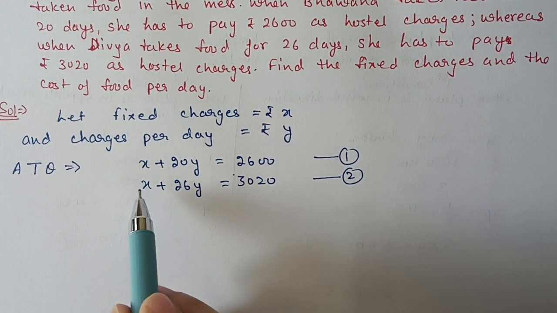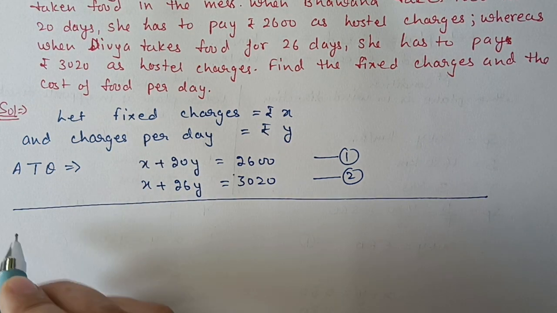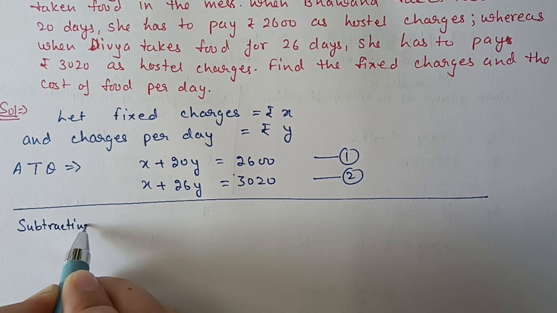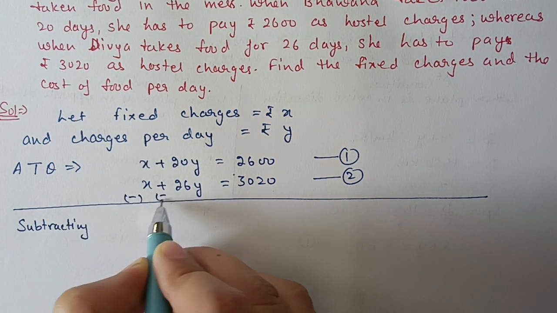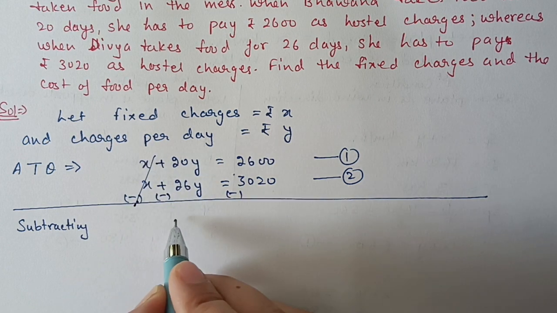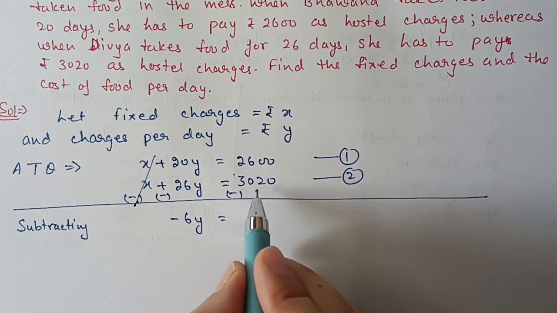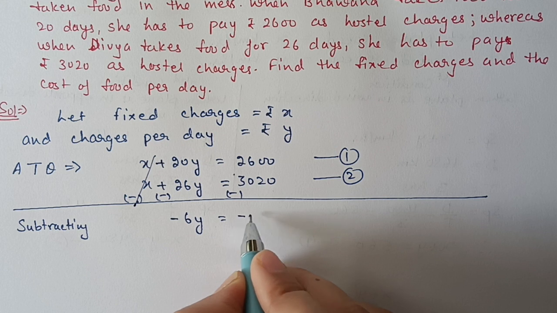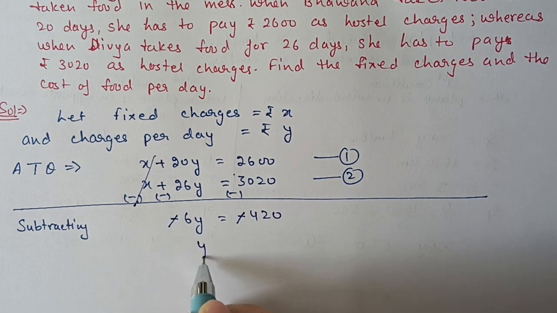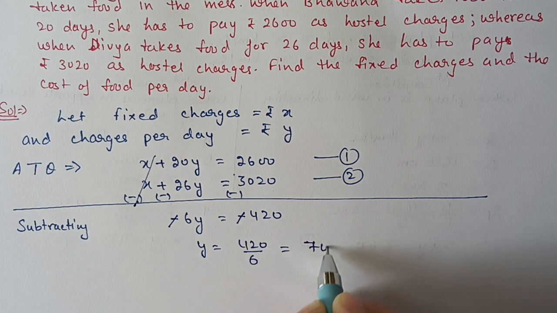Now these two equations we have to solve. Here the x coefficient is the same, so we can subtract these two equations because the sign is the same. So subtracting these equations, change the sign for the lower line. x minus x will cancel out, 20 minus 26 will be minus 6y, and 2600 minus 3020 will be minus 420. Minus you can cancel out, so y value will be 420 by 6, meaning 70 rupees.